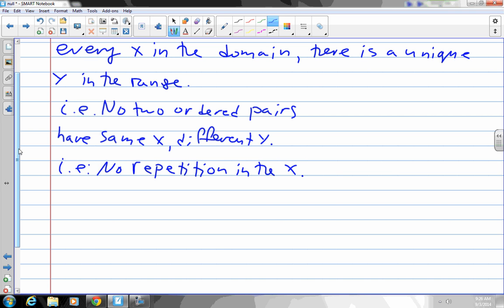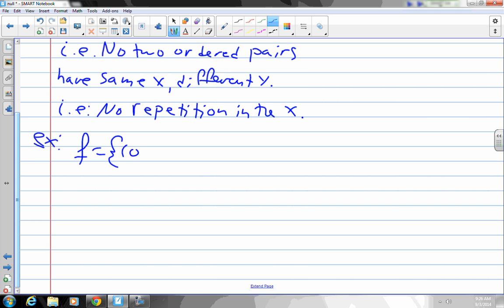So for example, let f equal this: (0, 0), (1, 0), (2, 0), (3, 0), (4, 1). Is this a relation? Yeah. Is this a function? Yep. Why? No repetition in the x. So every x value is different. The fact that some of the y values are the same doesn't matter. So no repetition in x, so yes, this is a function. f is a function.